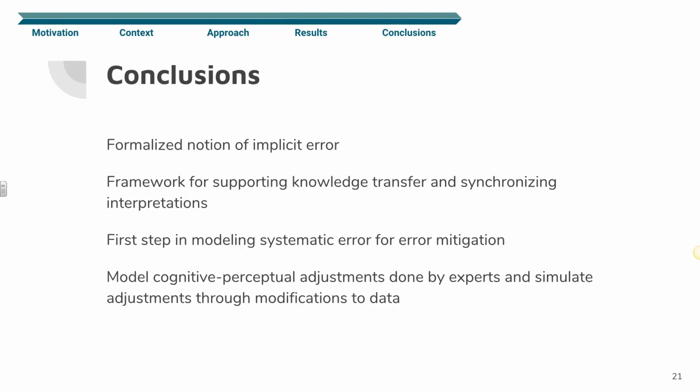So overall, this research formalized the definition and notion of implicit error, and it provided a framework to transfer knowledge about that implicit error. They think that this is the first step for modeling this kind of error, hopefully to do some mitigation in the future. And they even think that they could possibly model how experts adjust their interpretation of visualizations based on this error knowledge, and simulate that adjustment and actually modify the data for users.